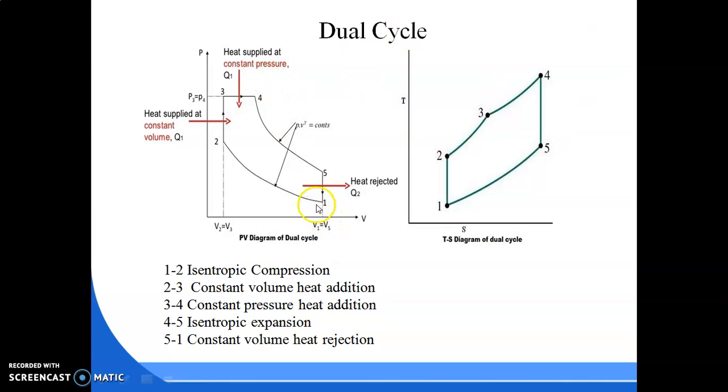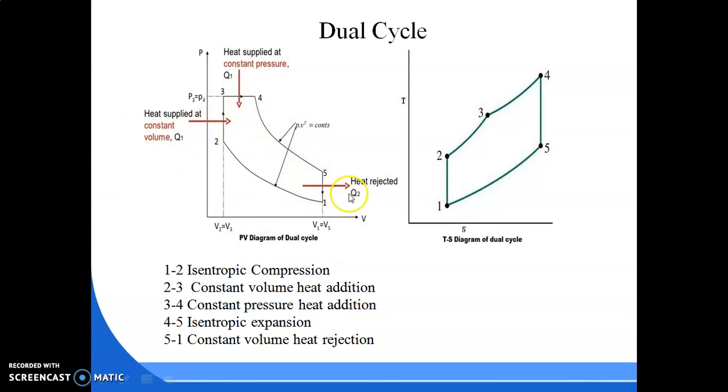The dual cycle consists of 5 processes: 1 to 2, that is isentropic compression; 2 to 3, constant volume heat addition; 3 to 4, constant pressure heat addition; 4 to 5, expansion; and 5 to 1 is your constant volume heat rejection. See, the same compression, expansion and exhaust will be there, and 5 to 1 heat rejection will be there. But in the dual cycle, there are two heat supply processes: one constant volume heat supply, and one constant pressure heat supply. Two times the heat will be supplied, and one time the heat will be rejected.